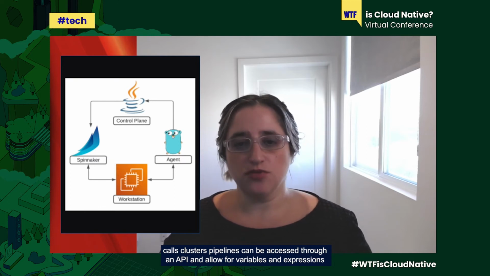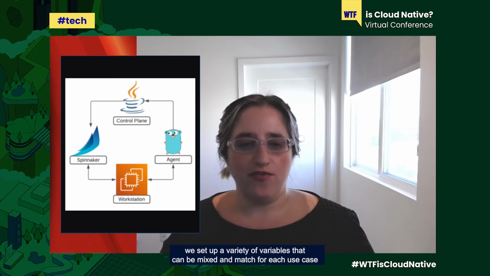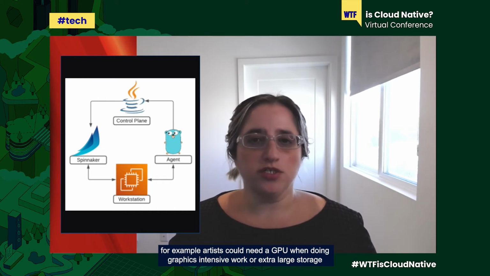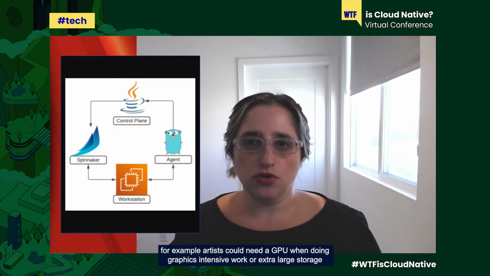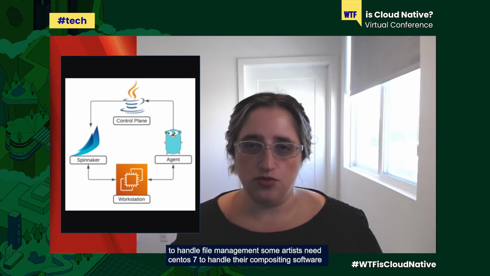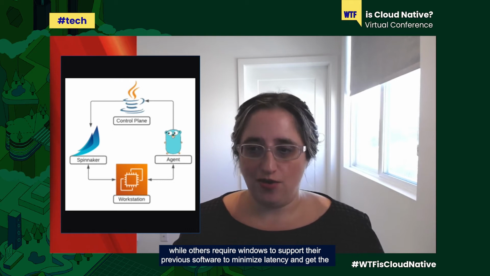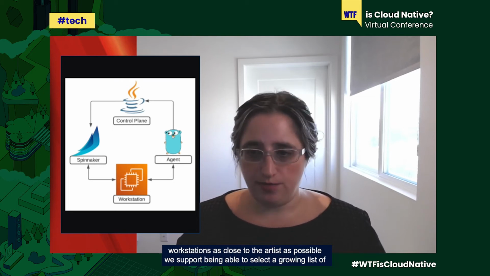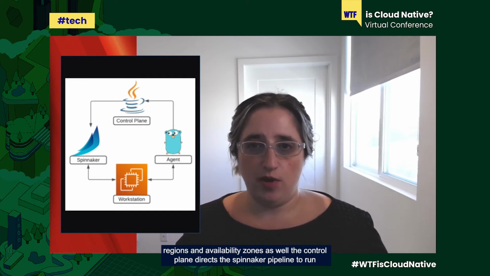Pipelines can be accessed through an API and allow for variables and expressions. We set up a variety of variables that can be mixed and matched for each use case. For example, artists could need a GPU when doing graphics-intensive work, or extra large storage to handle file management. Some artists need CentOS 7 to handle their compositing software, while others require Windows to support their previous software. To minimize latency and get the workstations as close to the artist as possible, we support being able to select a growing list of regions and availability zones as well.